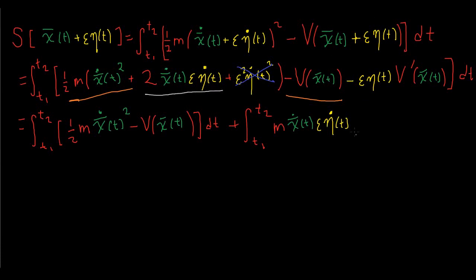Guess what the next term I'm going to write is? Minus epsilon times eta of t times v prime of x bar of t. Well, I almost ran out of space again, but I just have enough. And I have to put this all in brackets. And as you can clearly see, that is just this term right here.